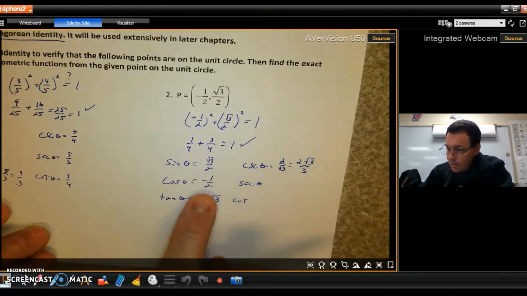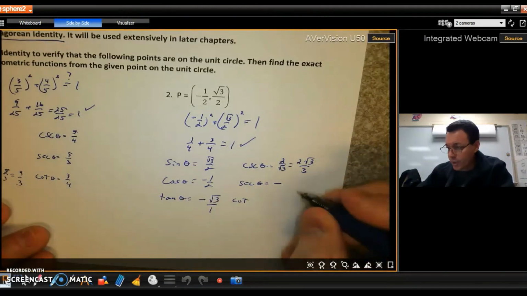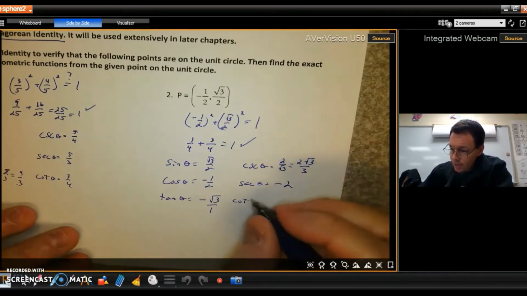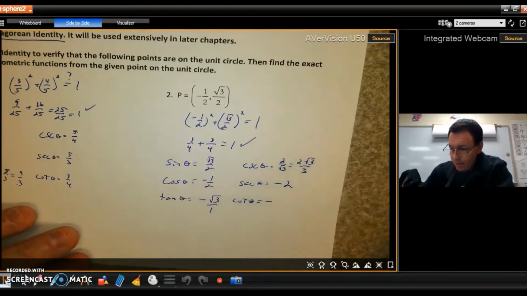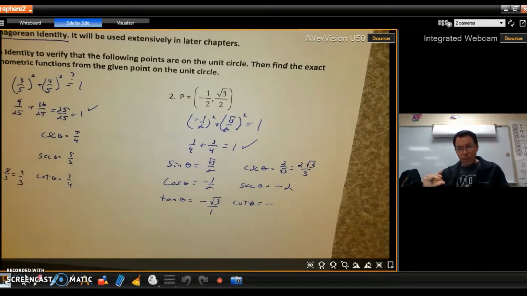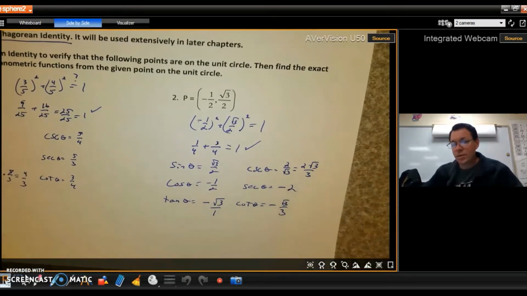Okay, the secant is the reciprocal of that. Well, the reciprocal of negative 1/2 is still negative, but it's going to be negative 2 over 1, or just negative 2. Okay, and then the cotangent is going to be the reciprocal of this. So again, it's still negative, but now it's flipped, so it's 1 over radical 3, which we're going to write as radical 3 over 3, because we're going to rationalize it. Okay?